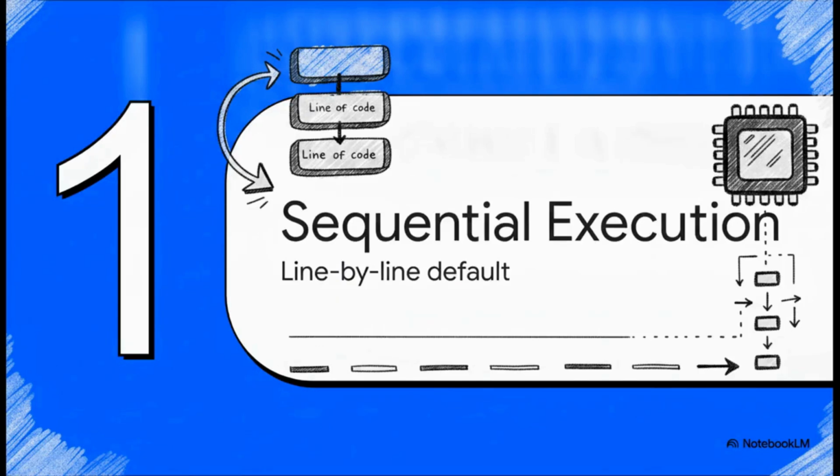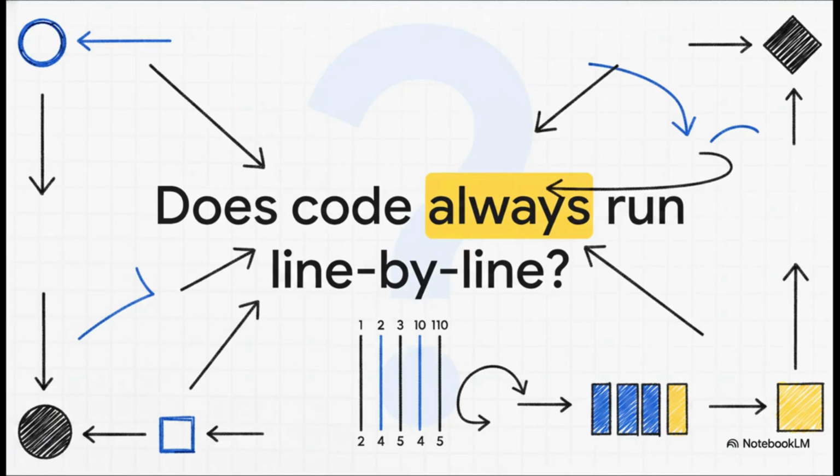Section 1, Beyond Sequential Execution. To start us off, we need to understand how a computer naturally reads your code right out of the box. Imagine you've written a basic C++ program. If you don't add any special logic, the computer executes those instructions strictly sequentially. Line 1, then line 2, then line 3. But does code always have to run line by line? The answer is a resounding no.